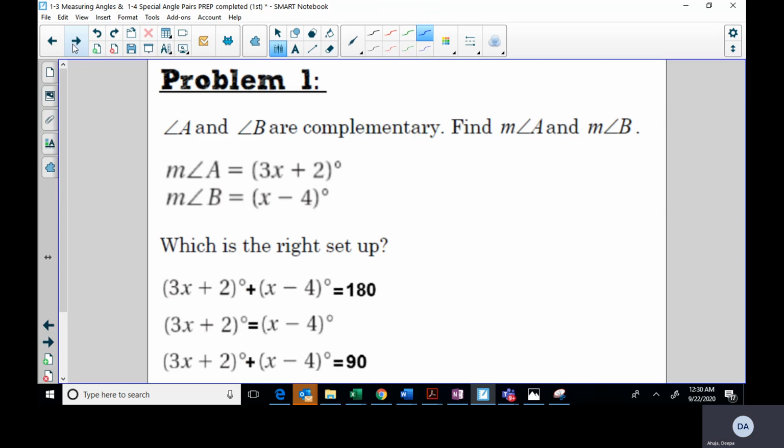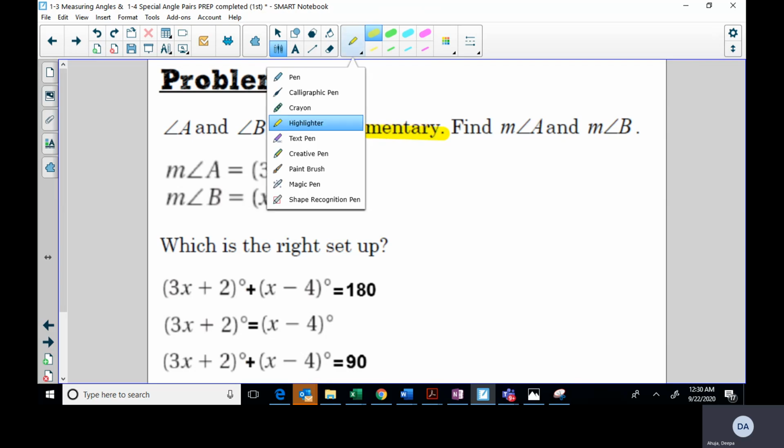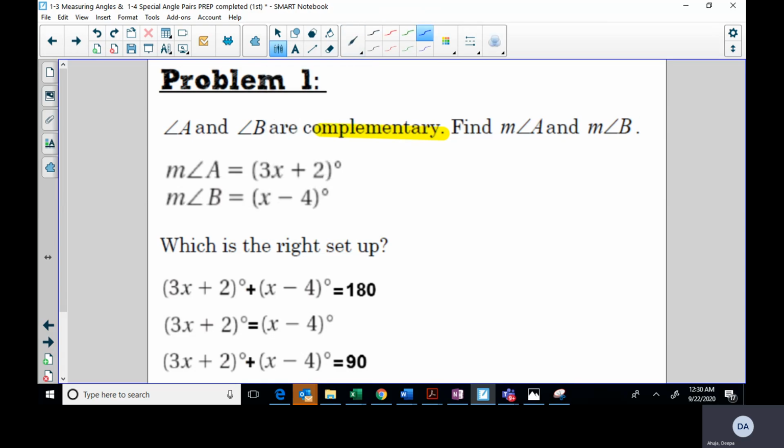Angle A and B are complementary. So whenever I read a question like this, that they are complementary, I will highlight it. First thing is to use a highlighter and say complementary. What does complementary tell me? Complementary tells me that they are equal to 90 degrees.